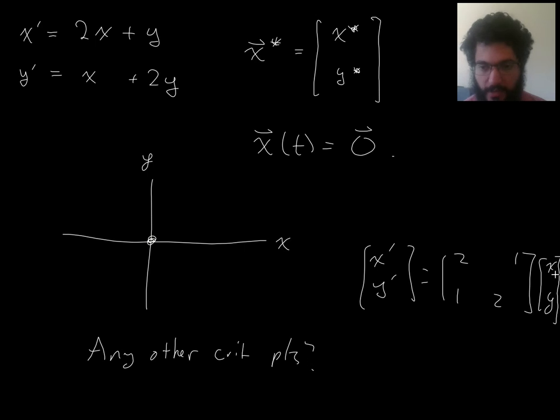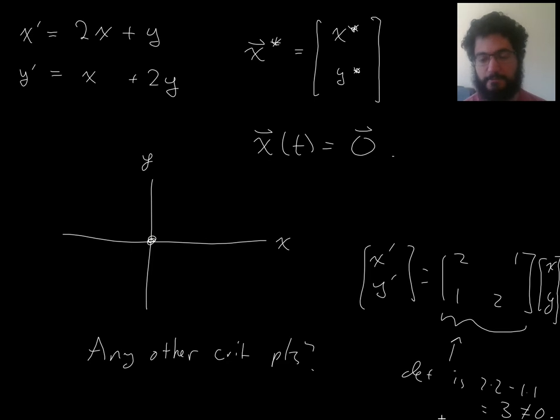Other critical points would be other vectors that this matrix kills, right? So are there any points that are killed by this matrix other than 0? Well, look at this matrix. The determinant of this matrix is 2 times 2 minus 1 times 1. That's 4 minus 1, that's 3. That's not 0. So this matrix, like most matrices, has a trivial null space. The only thing in its null space is 0. So the answer is no, immediately just from looking at the determinant of this matrix.